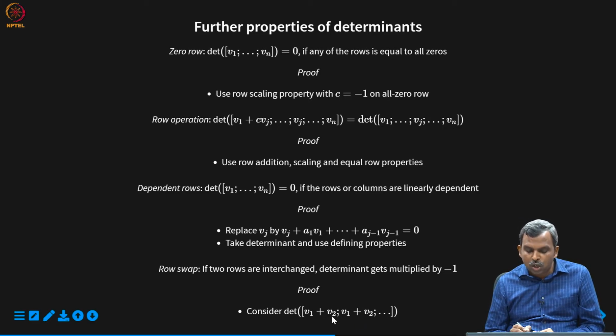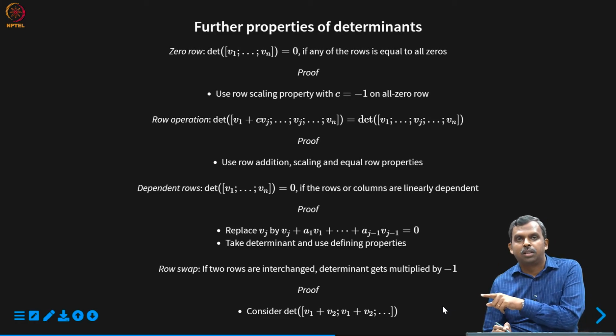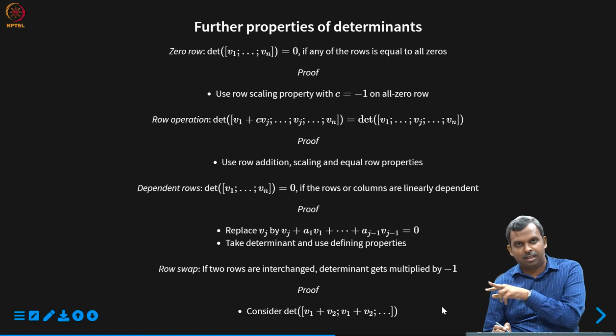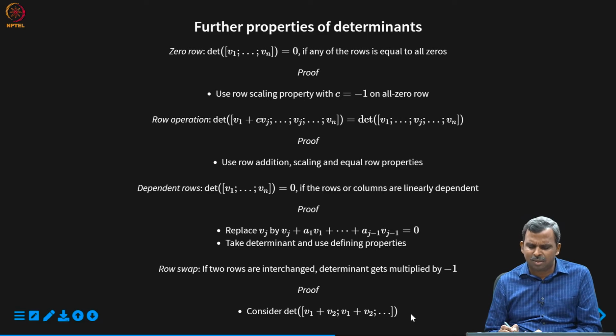Now use your row linearity properties. You will get 4 terms on the right hand side. On the left hand side, this determinant itself is 0, because the 2 rows are identical. On the right hand side, 2 of the determinants will be 0, again because rows are identical. And the 2 others will be the determinants of v1, v2 and v2, v1. The sum of those 2 determinants is 0, which means the determinant of v2, v1, etc. equals minus the determinant of v1, v2, etc. So that's the simple proof here.